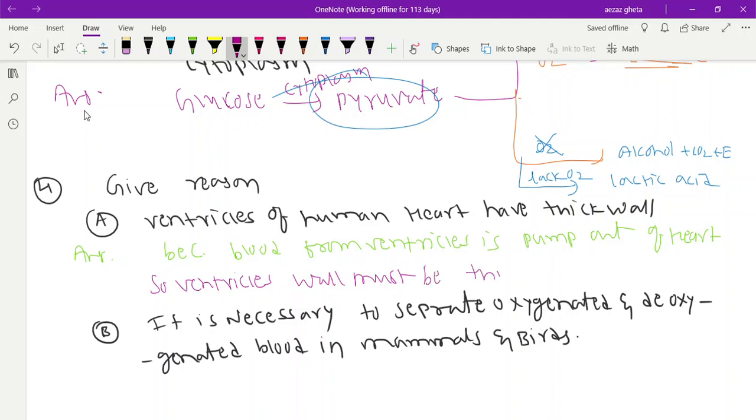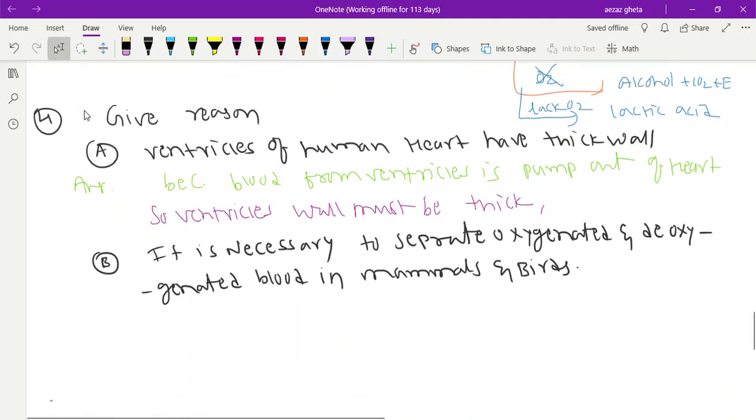If they were not thick, they would burst, correct? Because the force is more. The pumping force of the blood which is moving out of the heart is more. So the ventricle wall must be thick only. Next, what I'm saying, add that also, okay.